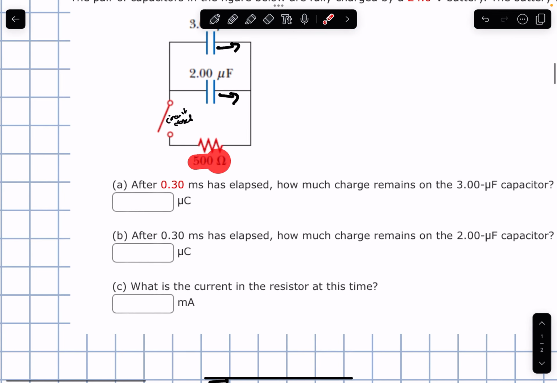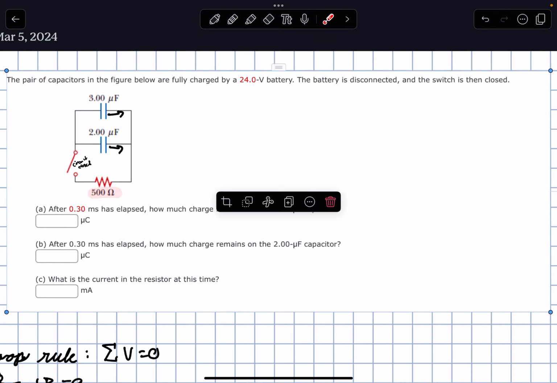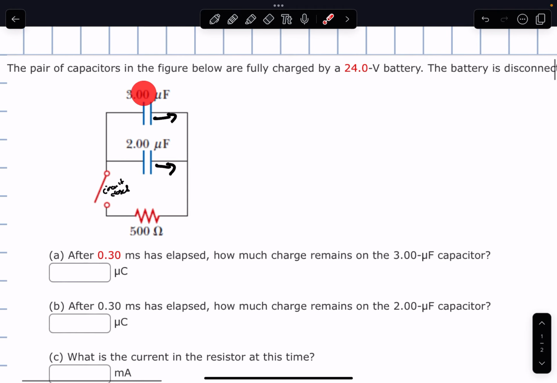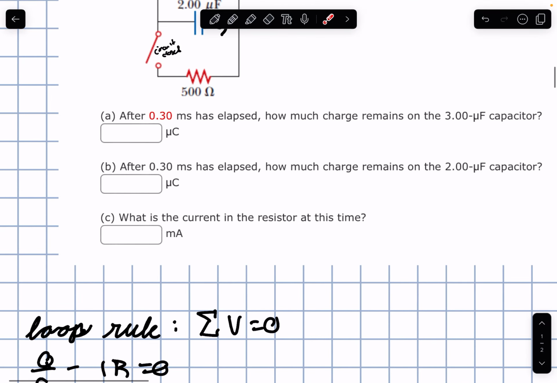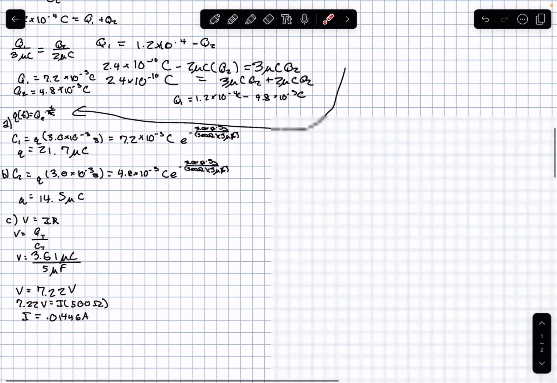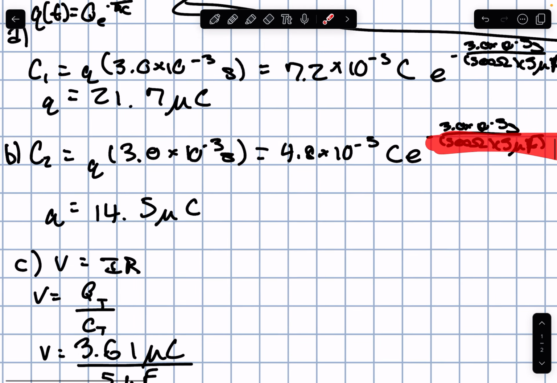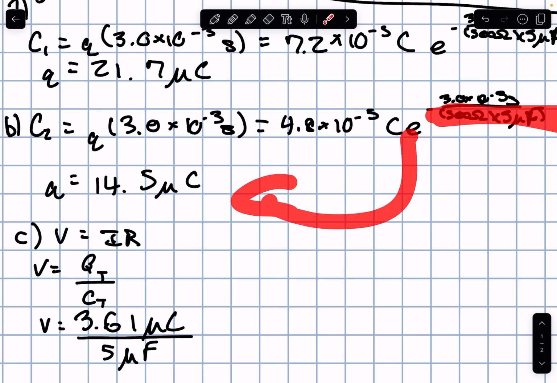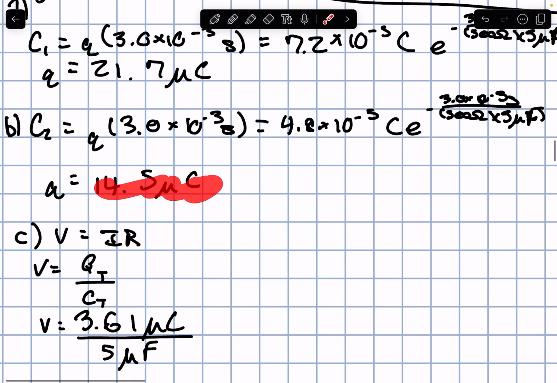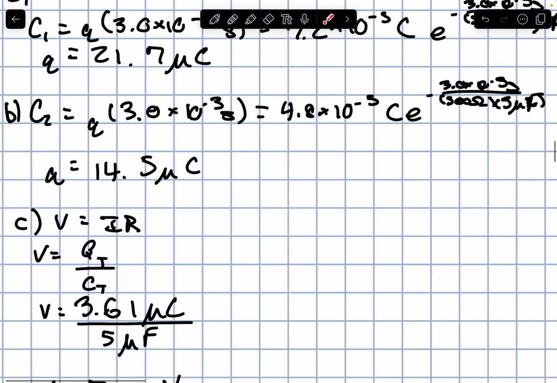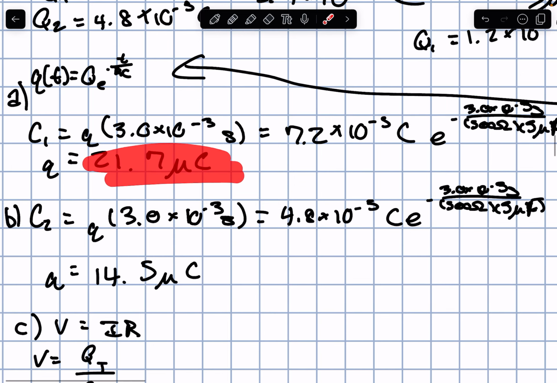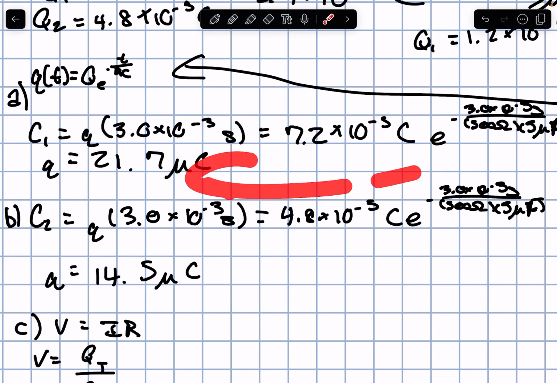And remember, 500 ohms. These are in parallel. I never explained why. These are in parallel here, so we can just add these up. It's going to become one huge resistor, or one huge capacitor. That's how we got that equation. Plug that into my calculator. Plug and chug. 21.7 microcoulombs is what I got.